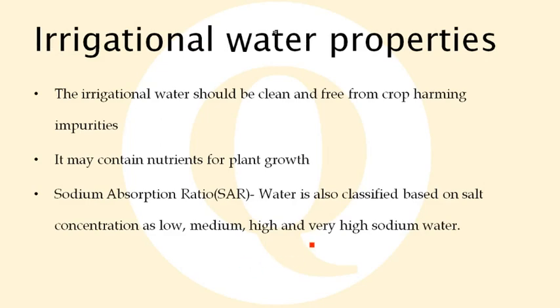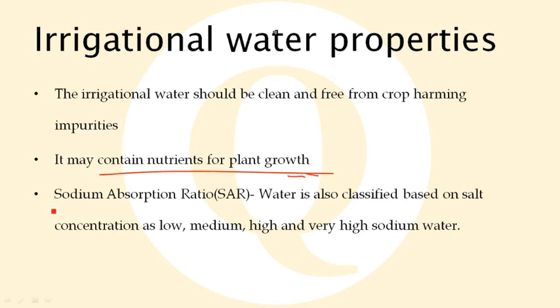Irrigation water properties. Irrigation water should be clean and free from crop-harming impurities. Why is this? If the water contains impurities, these will be utilized by the plant, and when this water goes inside the plant, it will harm it. So it should be clean. It may contain nutrients for plant growth.